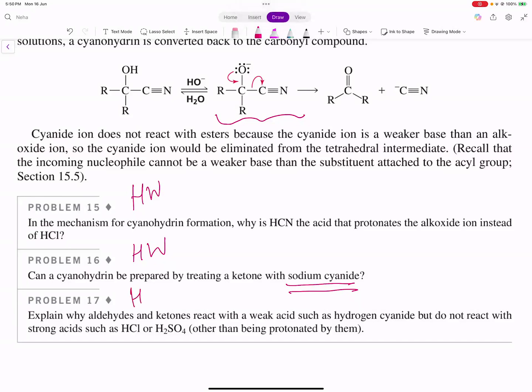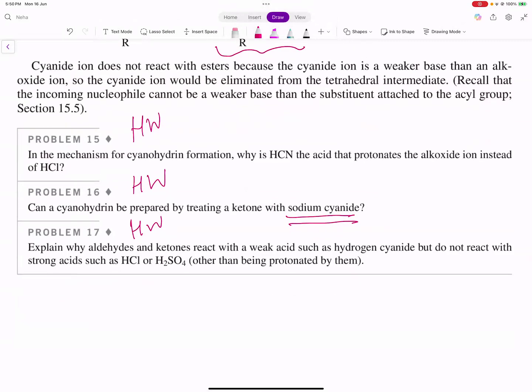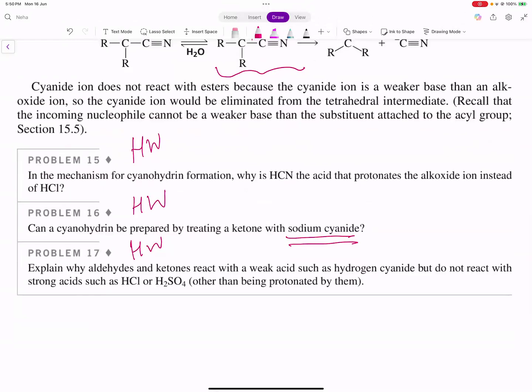All these are homework. Why do aldehyde and ketone react with a weak acid but do not react with HCl? If they are protonated, Cl minus will be so weak that it will not attack them. It will not act as a nucleophile. HCl is such a strong acid and Cl minus is very, very weak. It is not interested in becoming a nucleophile. HCN is relatively still weaker, because its pK is 9.15. The pK of HCl is less than 0.